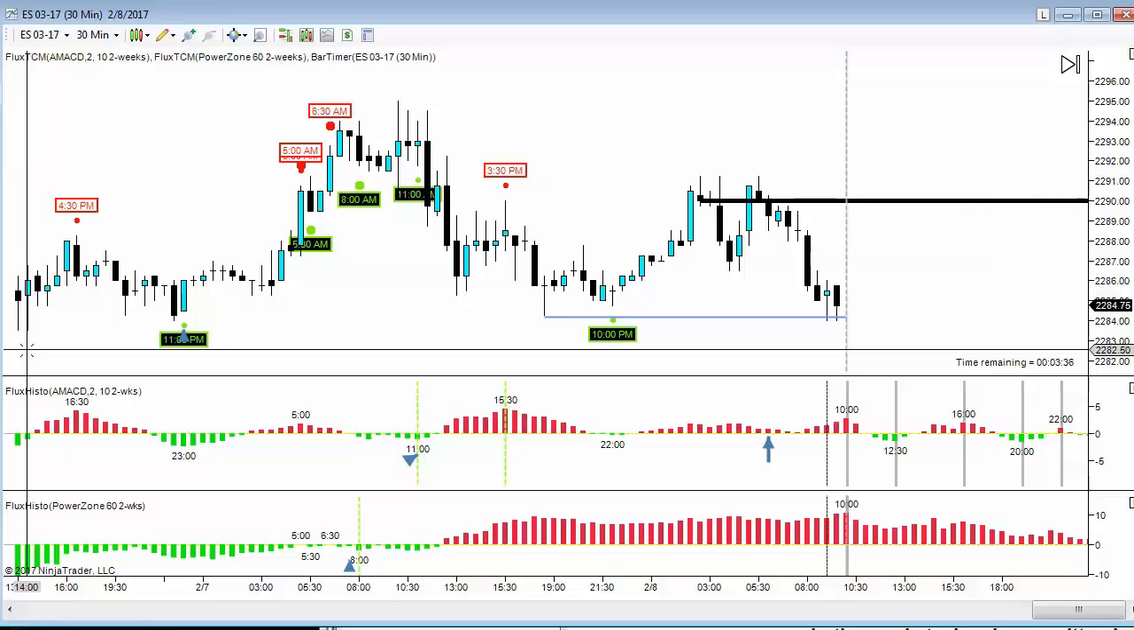Okay? Any other questions about this little mini class here? If not, I'll hit the stop button and we'll start heading right into the intraday analysis and looking for trading signals here in the Flux room. Okay.